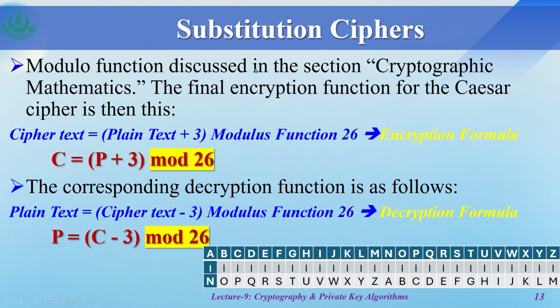Let us discuss the substitution cipher. The modulo function was discussed in the section on cryptographic mathematics. The final encryption function for the Caesar cipher then becomes: cipher text is equal to plain text plus 3 mod 26 for encryption. For decryption we use plain text equals cipher text minus 3 mod 26.